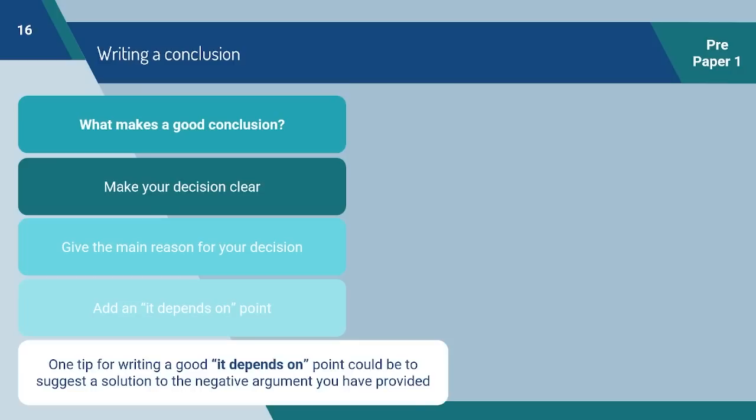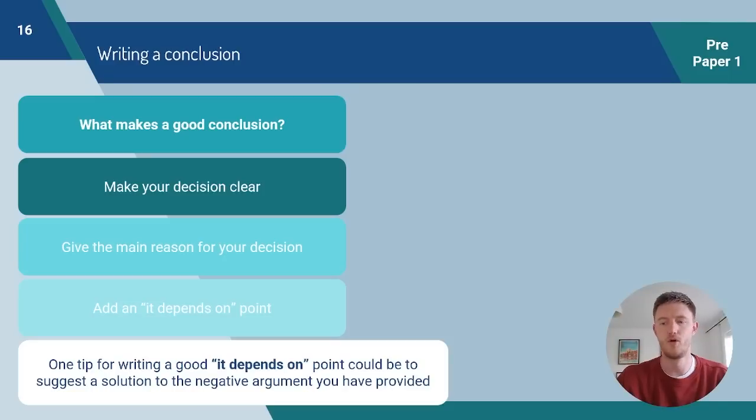One tip for writing an it depends on point could be to suggest a solution to the negative argument that you provided. So, I use this example all the time, if you're doing the argument between dogs and cats, I've got a dog. He's currently out in the garden, running around, causing trouble. I love having a dog. Take him for walks. He's nice and affectionate. He's always really excited when I get home from work.